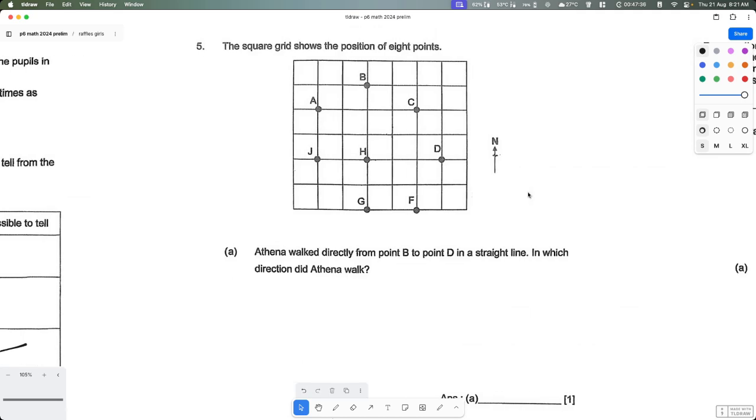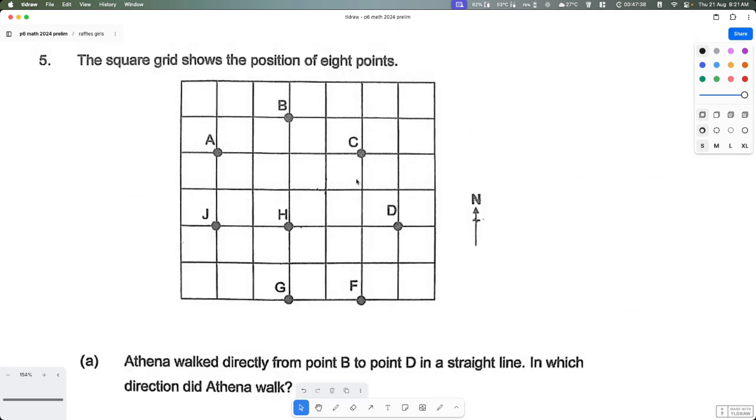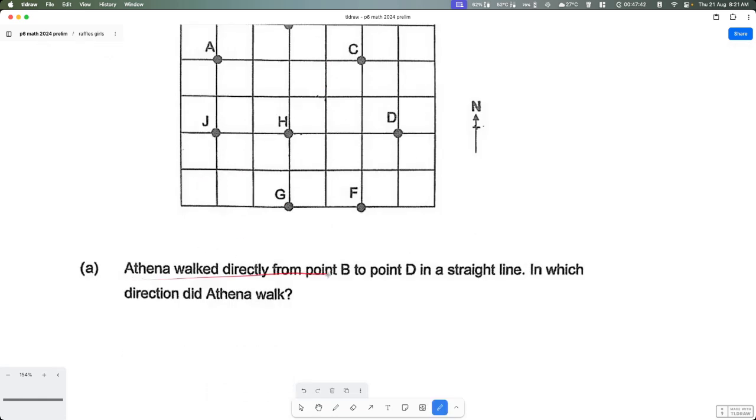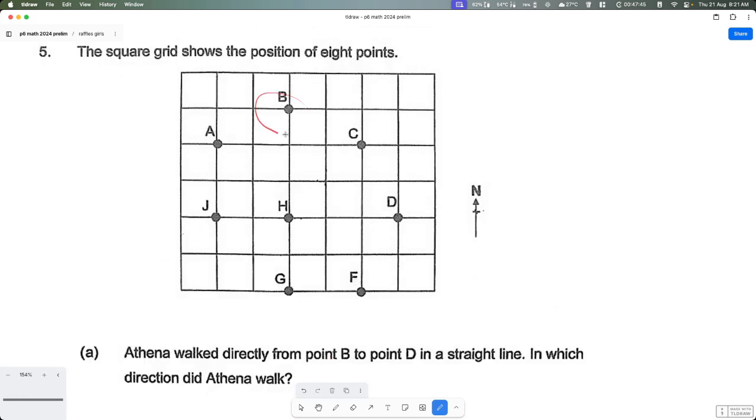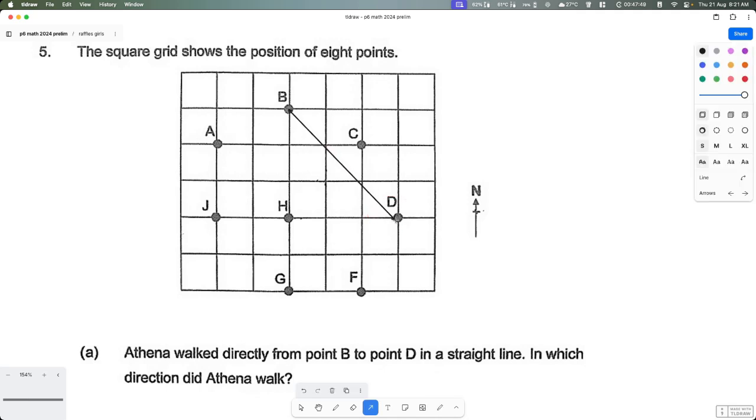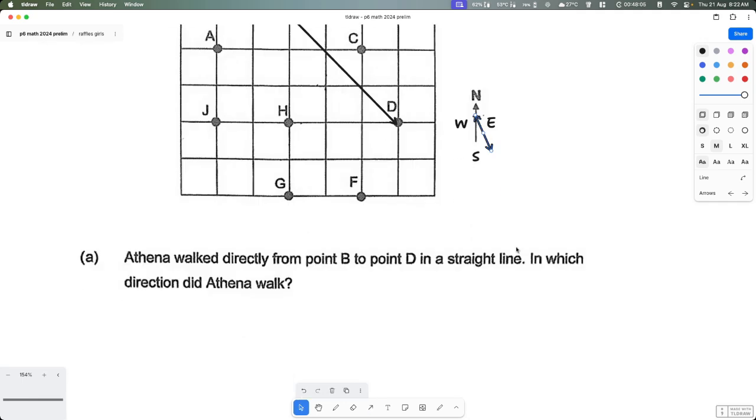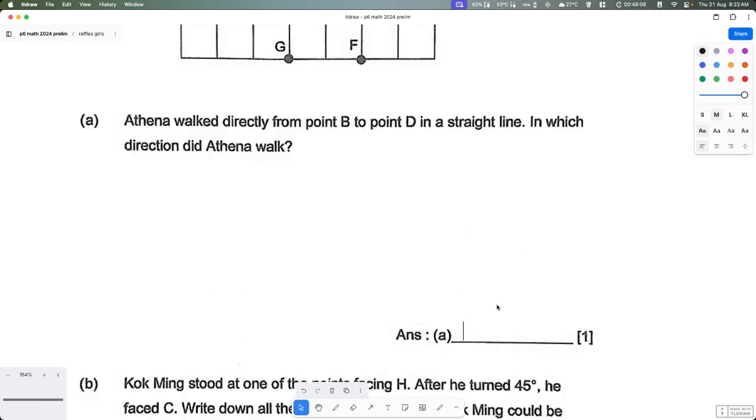Question number 5. The square grid shows the position of 8 points. Athena walked directly from point B to point D in a straight line. In which direction did Athena walk? North, south, east, or west. She walked this direction, which is southeast. So the answer is southeast.